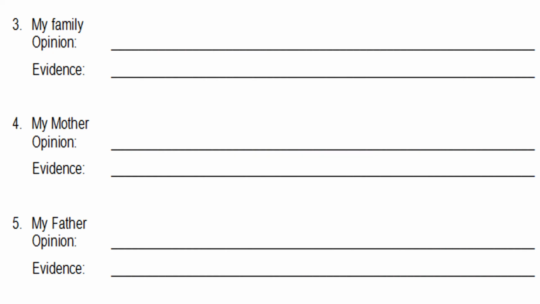For example, number 3, my family. I have a small family. You can say that I am an only child. So that will be 3, only 3. Or if your parent is a single parent, so that will be 2. For number 4, my mother. My mother is very kind. Evidence: she always took care of us, she always talked to me in a nice way. Any evidence that you can think of, or any opinion that you can say.